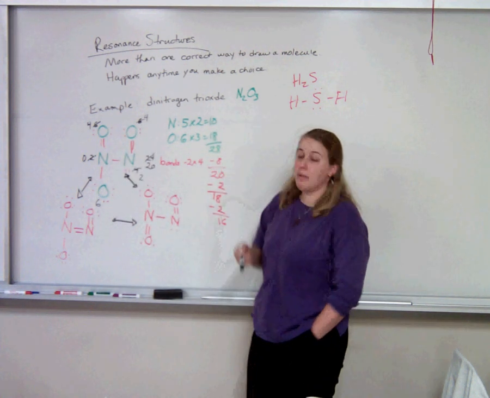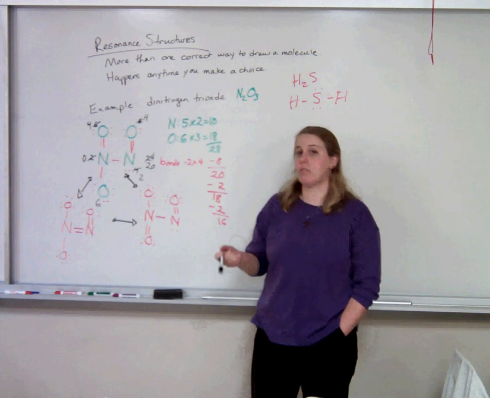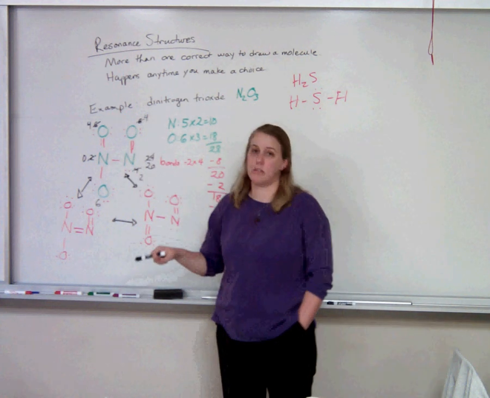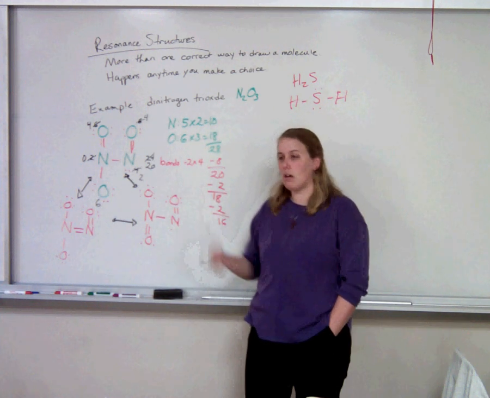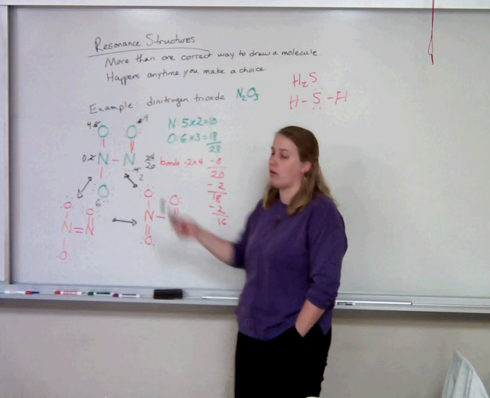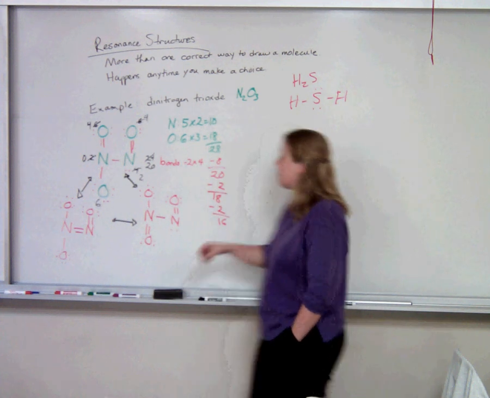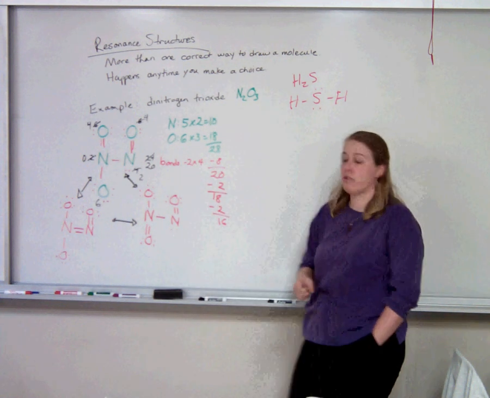Now, how many resonance structures you have depends on how many choices you had available. In this case, we had 3 choices available. Sometimes you have 2 choices available. Sometimes there are 4 choices available. It depends on what is actually part of this molecule. But sometimes you don't even have any choices, and therefore you don't have resonance structures.